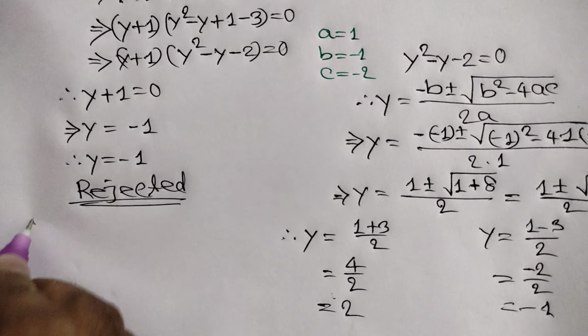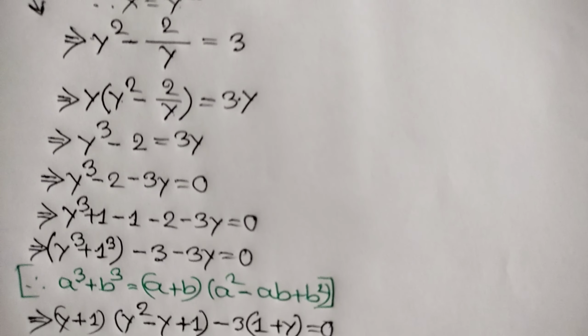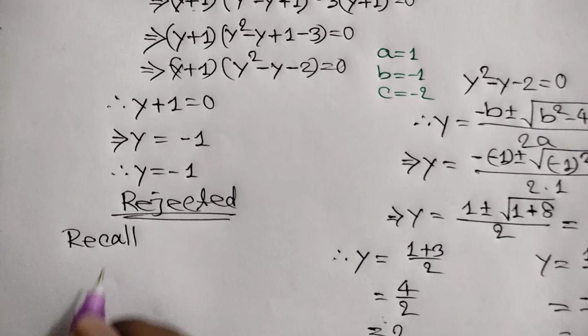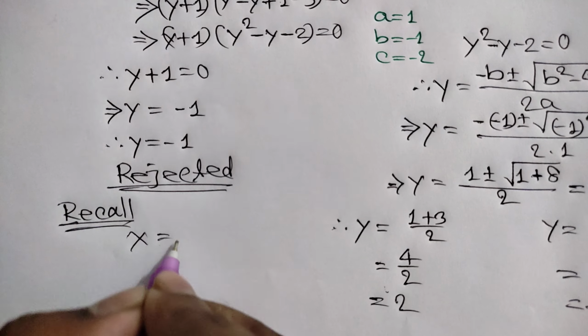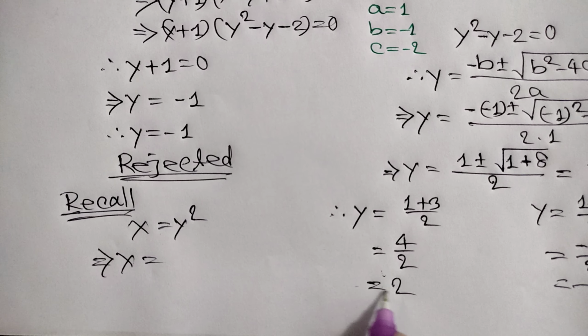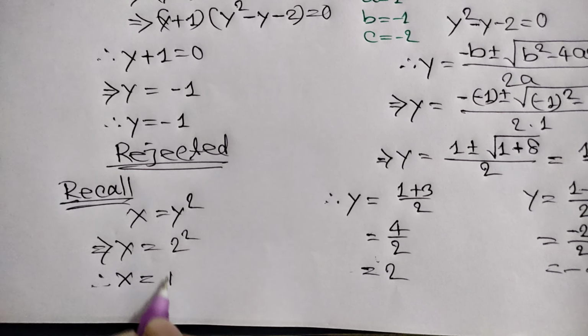Now recall x is equal to y squared. Since y is equal to 2, we can write 2 squared. So finally we will get x is equal to 4.